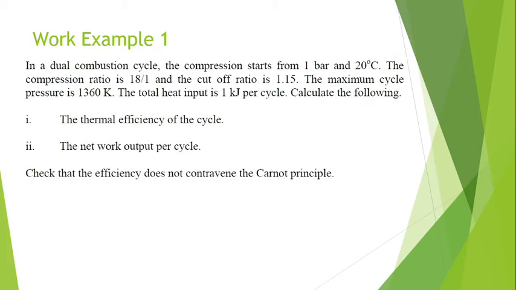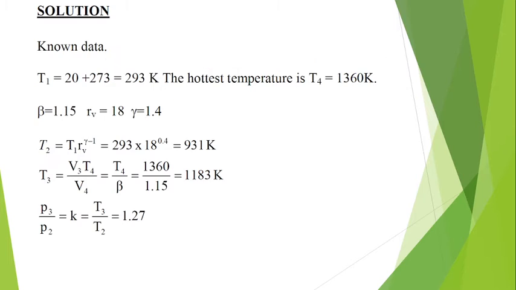The maximum cycle temperature is 1360 Kelvin. The total heat input is 1 kilojoule per cycle. Calculate the following: the thermal efficiency of the cycle, the net work output per cycle, and also check that the efficiency does not contravene the Carnot principle.